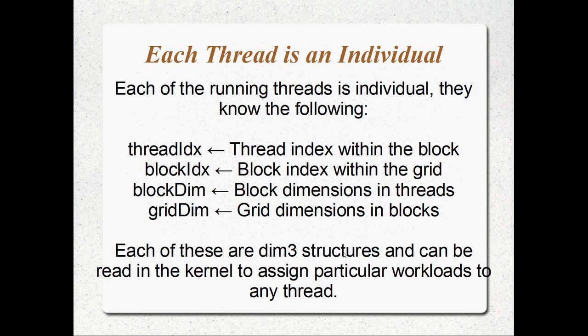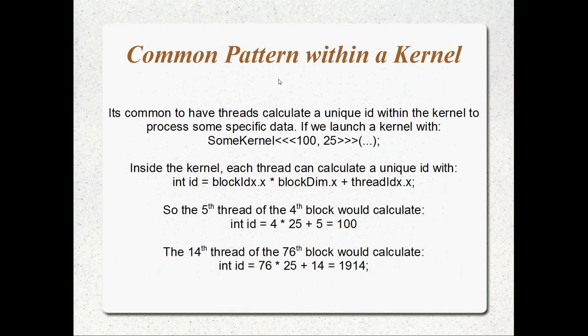Anyway, each of these are dim3 structures, and we can read them in a kernel to assign particular workloads to any thread. This is what we're going to do at the end, so we better have a bit of a look at it. This is a really common pattern. It's common to have threads calculate a unique ID within the kernel to process some specific data.